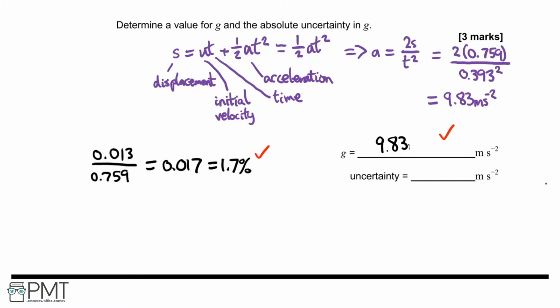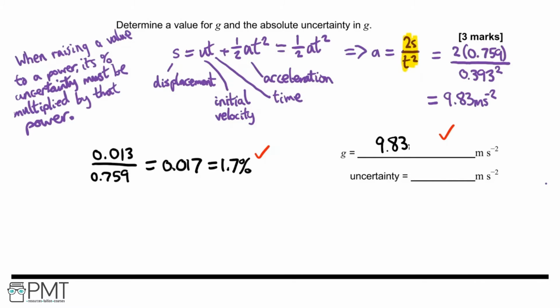Now we need to combine that with the percentage uncertainty in the time. Now bear in mind that where we're squaring the time in this initial calculation, we're going to need to double the percentage uncertainty in the time. Now, that follows the rule that when you are raising a value to a power, its percentage uncertainty needs to be doubled. So we're going to add the 1.7% to that double 0.64% because we're dividing that displacement by the time squared. So the calculation should look like this. And that should give us 3.0%.